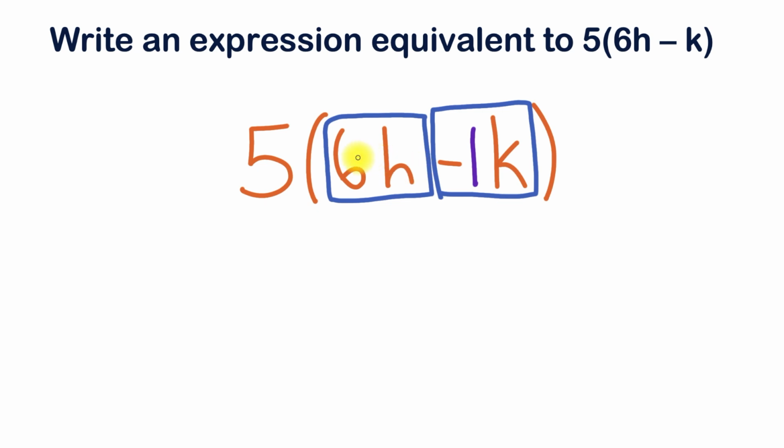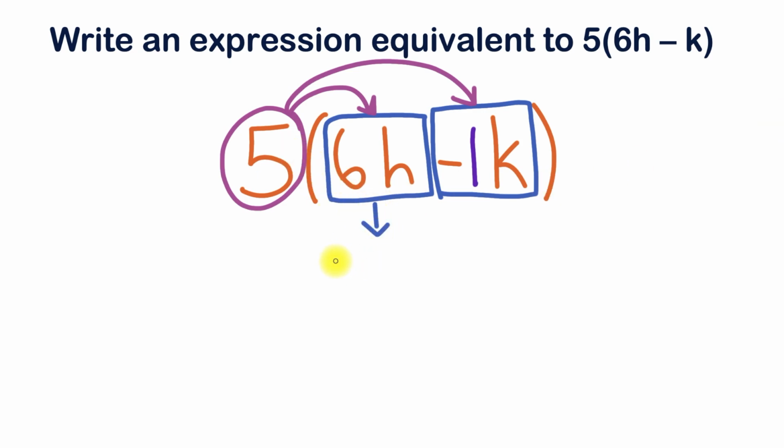Now that we know what our terms are inside, we know what we're going to have to multiply our outside factor by. And our outside factor is 5. So we're going to take this 5 and multiply it 2 times. Once times the first term, positive 6h, and then again after that times the second term, negative 1k. So now let's do the first thing. 5 times positive 6h is going to give us 30h, or positive 30h.